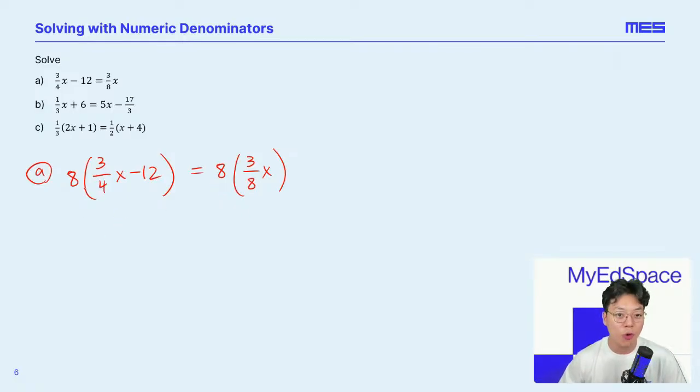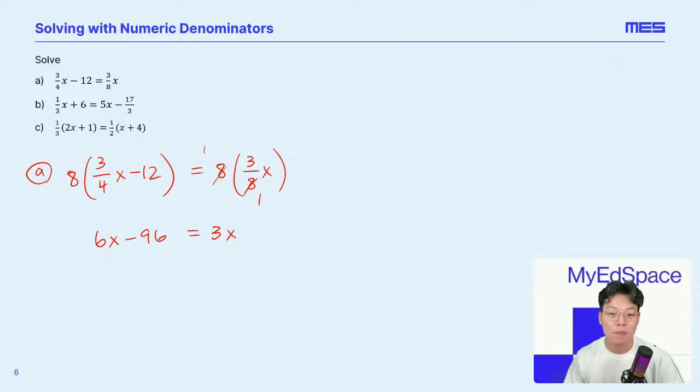8 times 3 over 4. 8 over 4 is 2. Times that 3 is 6. And don't forget, this 8 must be distributed to all terms within the parentheses. So 8 times negative 12 gives us negative 96. And the 8s cancel out here very conveniently. Again, cancel and eliminate are completely different things. Here we use the word cancel because cancel turns into 1. Eliminate turns into 0. So we cancel out the 8s here, and we're left with 3x. And now we combine like terms and solve for x.